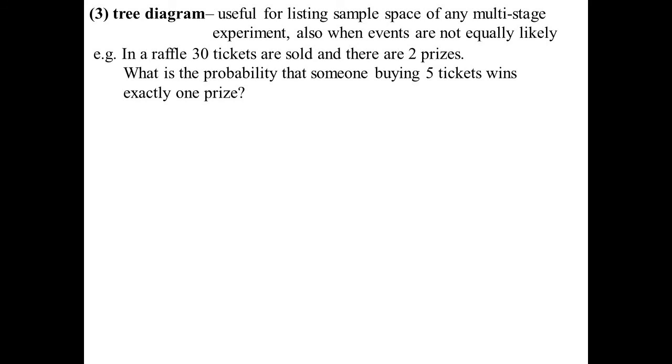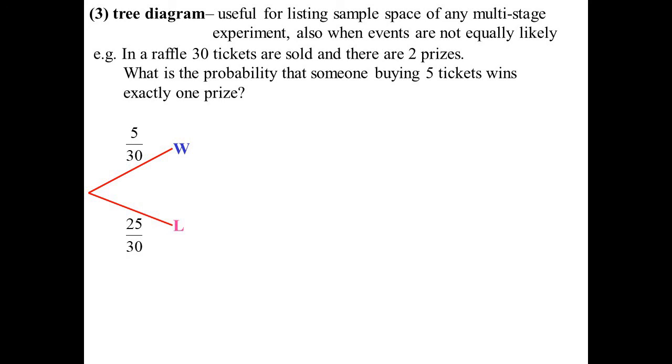We've got a raffle, 30 tickets are being sold, 2 prizes all up. Probability, someone buys 5 tickets, but they end up winning exactly 1 prize. So we'll branch out. They draw the ticket for the first prize. I could either win or I could lose. But the probabilities are not equally likely. So I will write the probabilities on the branch of the tree diagram. And we had bought 5 tickets out of the 30, so I have a 5 in 30 chance of winning, 25 in 30 chance of losing.